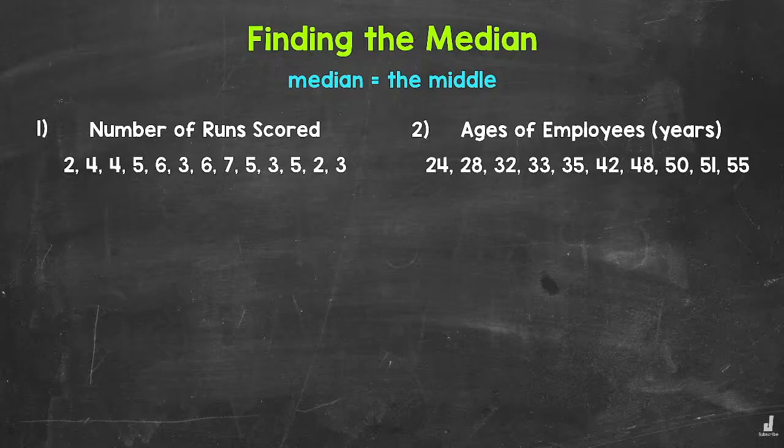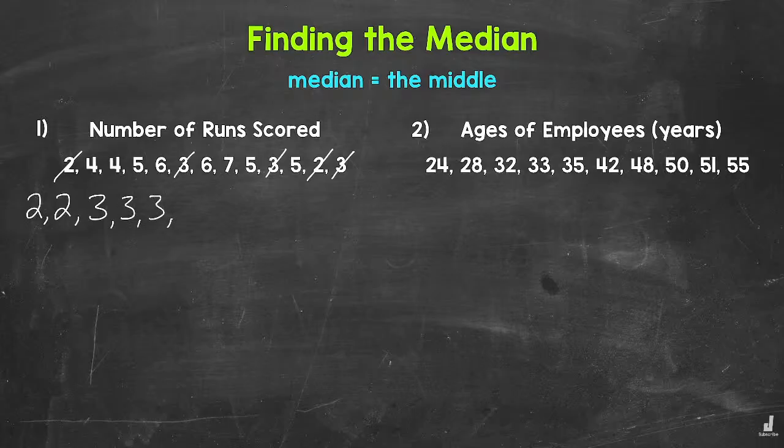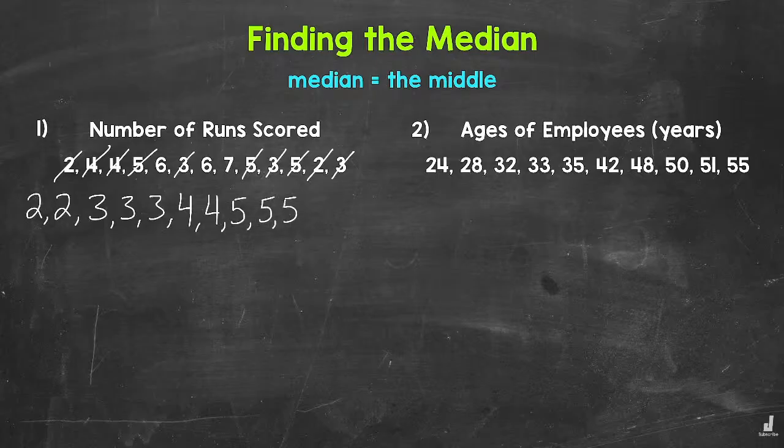The lowest number of runs is 2. We have 1, 2, so two 2s. Then we have 1, 2, 3, three 3s. Then we have 1, 2, so two 4s. Then we have 1, 2, 3, three 5s. Then 1, 2, two 6s. And then we end with one 7.